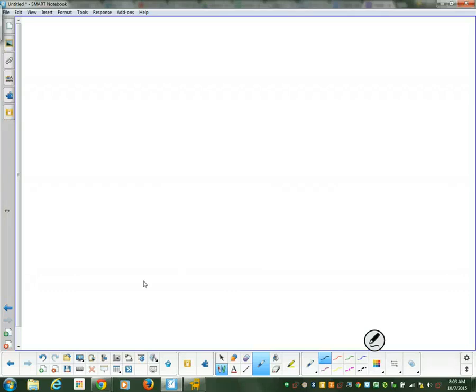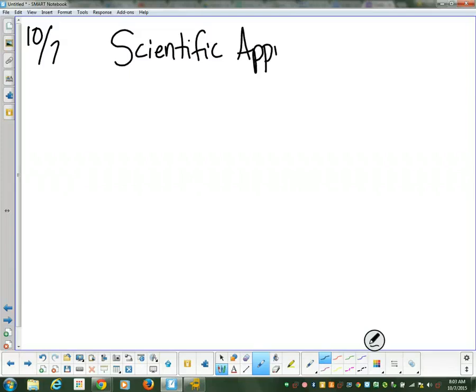Make sure that you put in the upper column the date, which is 10/7, and this is called the scientific approach. Okay, so that's the title of our second cycle.